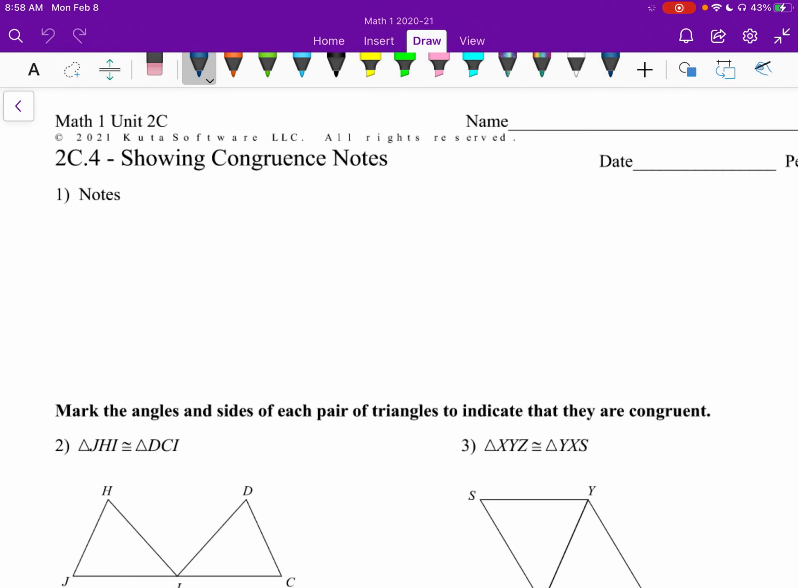All right, section 4, showing congruence. So all that we're doing in this lesson is we're going to be given a statement that says these two triangles are congruent, and we're going to have to symbolize how they are congruent, or we're going to have to just represent it in our figure how they're congruent.